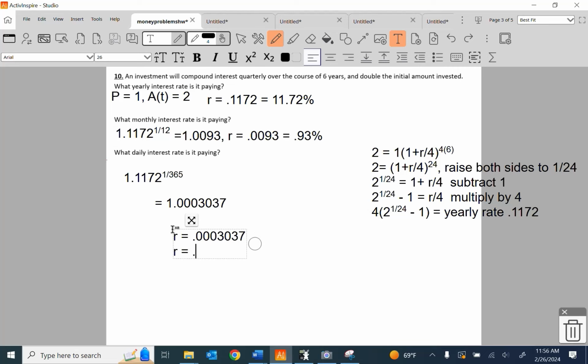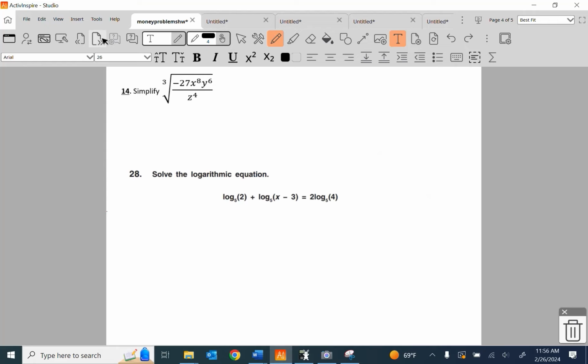Move that decimal 2 positions right, 0.03%. That's the daily rate. Thankfully, I'm about done with this video. There's only 3 more questions to go. Simplify cubic root.